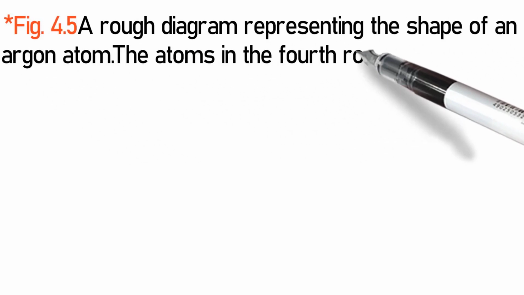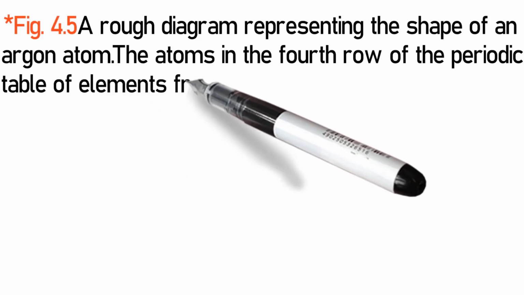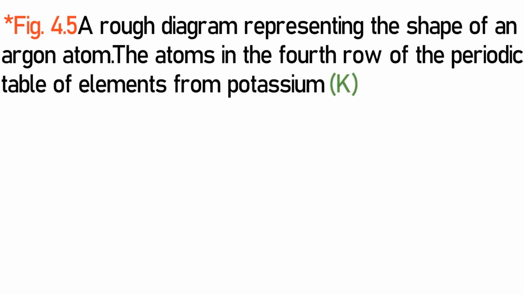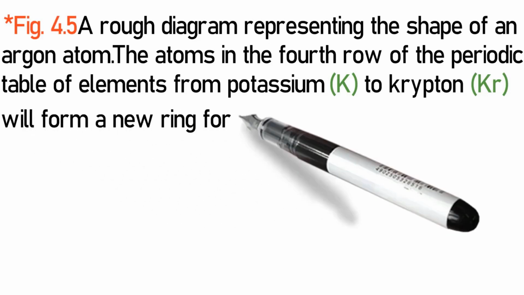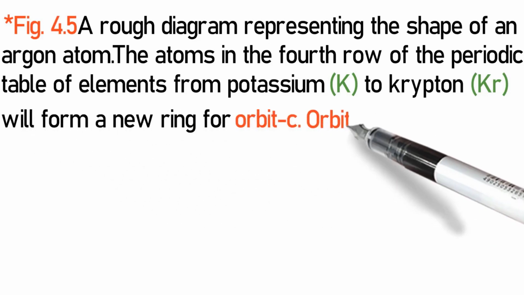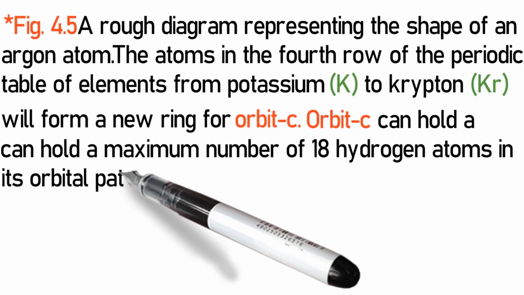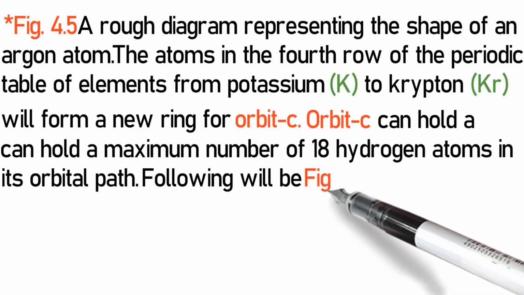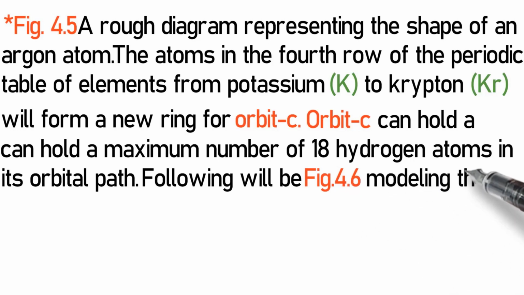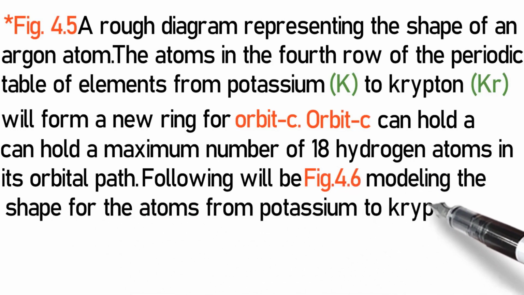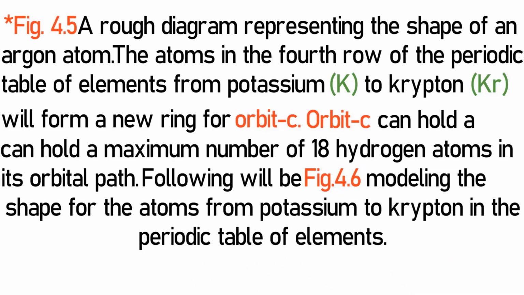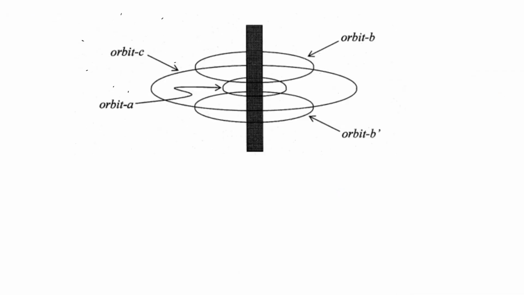The atoms in the fourth row of the periodic table of elements, from potassium, K, to krypton, Kr, will form a new ring from orbit C. Orbit C can hold a maximum number of 18 hydrogen atoms in its orbital path. Following will be figure 4.6, modeling the shape of the atoms from potassium to krypton in the periodic table of elements. Orbit C, orbit B, orbit A, orbit B'.